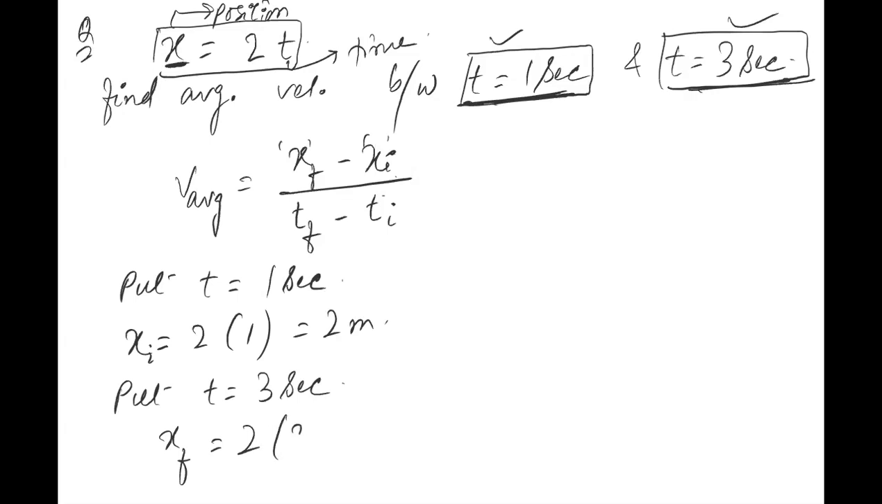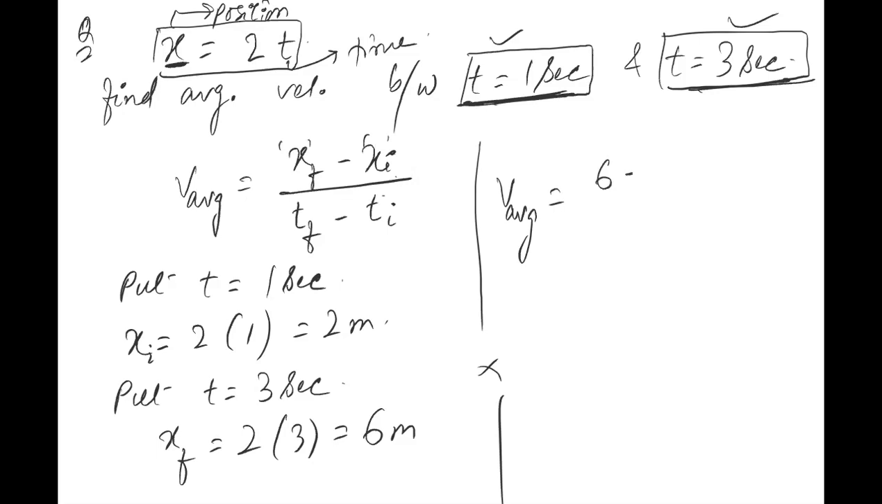2 into 3 is equal to 6 meter. Tell me yes or no. Yes, sir. So what would be V average, beta? So V average would be final minus initial. That means 6 minus 2 divided by final minus initial value of time. So final time is 3 and initial value of time is 1. So this would be equal to 4 by 2. It would be equal to 2 meter per second.